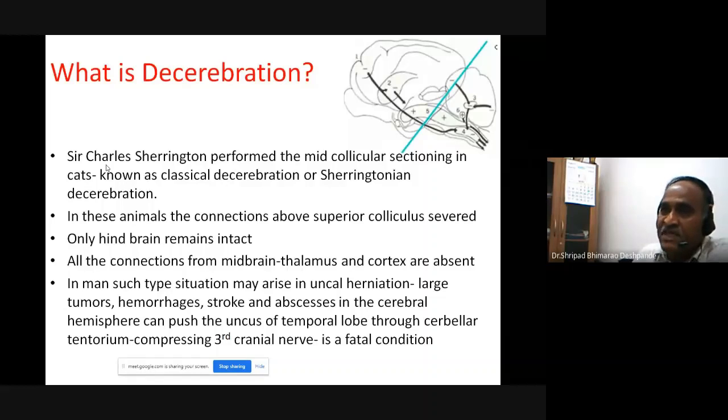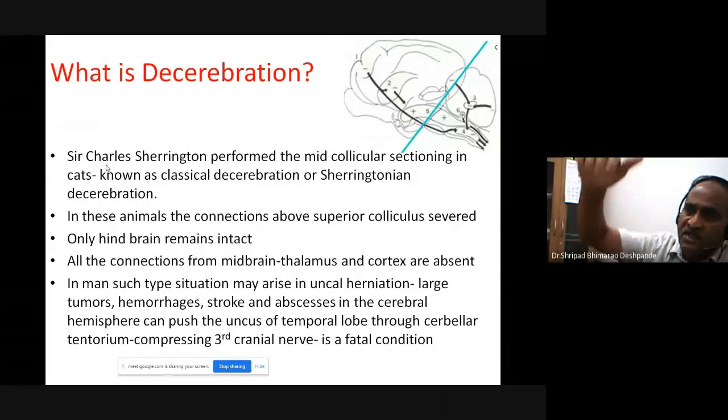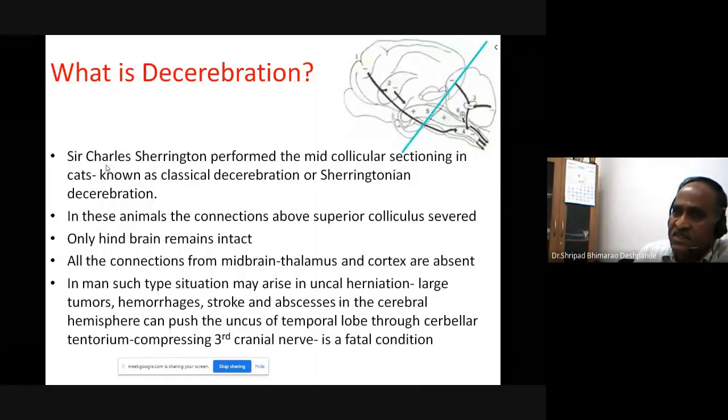And he mentioned a number of other features about these things, and this is called a classical decerebration. When you cut this, classical decerebration, it is also known as a Sherringtonian decerebration, because it was done by Sherrington. So both are the same. In these animals, the connections above the superior colliculus are severed. That means totally disconnected. The midbrain and the entire component above is missing. Only the hindbrain remains intact. All the connections of the midbrain, thalamus, and cortex are absent.